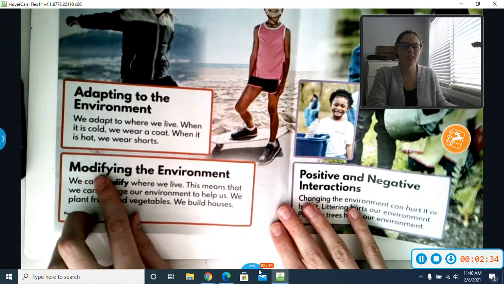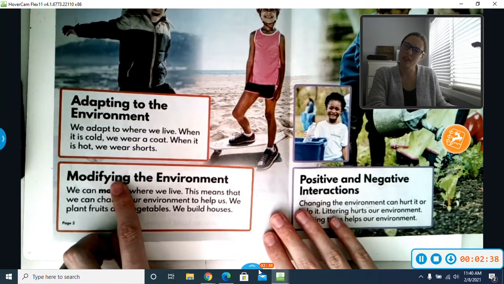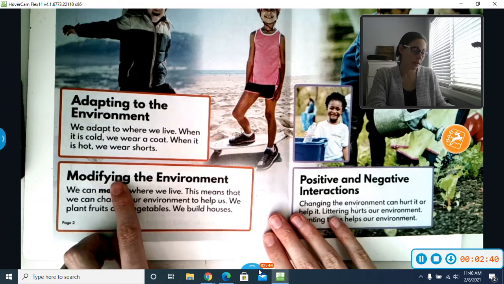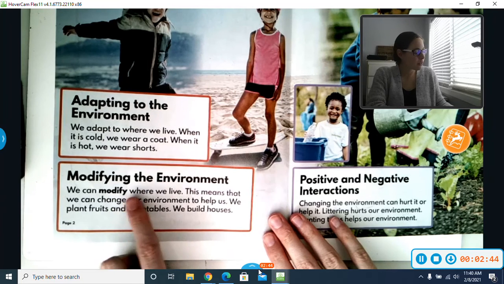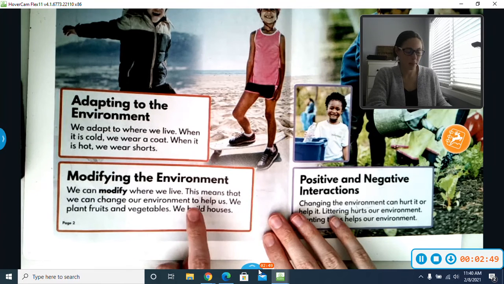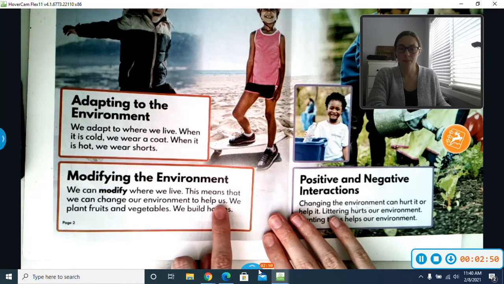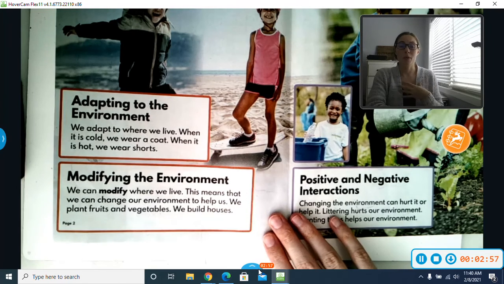Next one says modifying. Modifying is a fancy word for changing, okay? The environment. Modifying the environment. We can modify where we live. This means that we can change our environment to help us. Okay, there are things we can do to change what's around us to help us meet what we need.